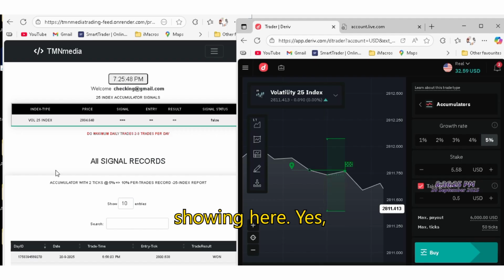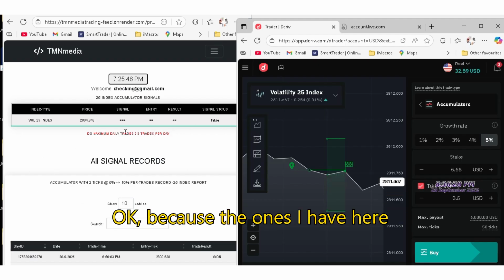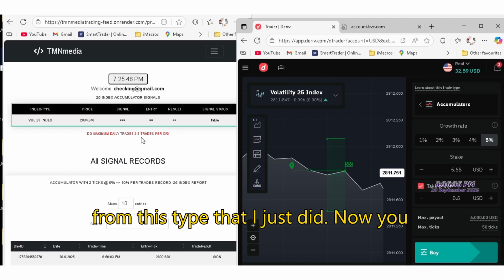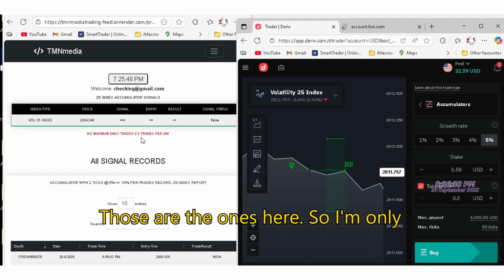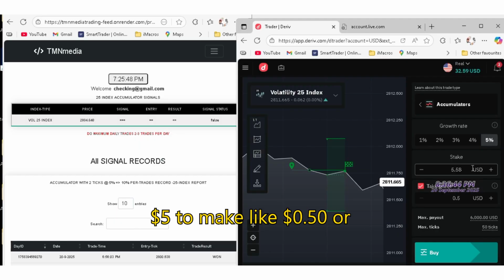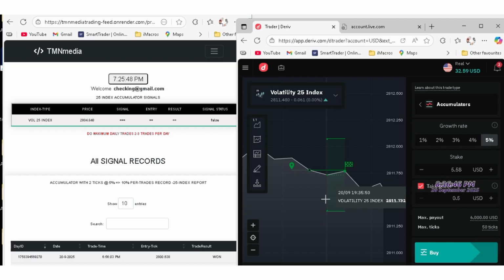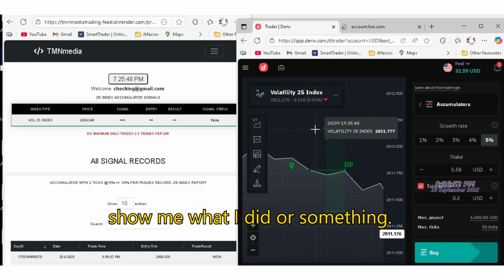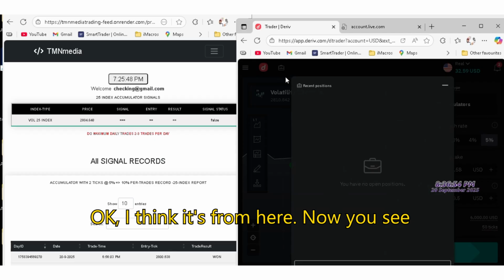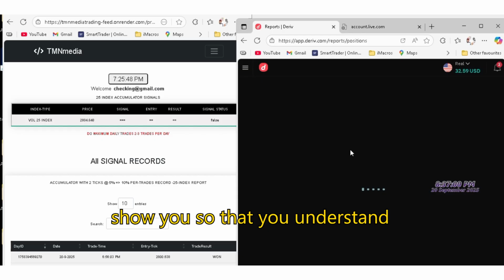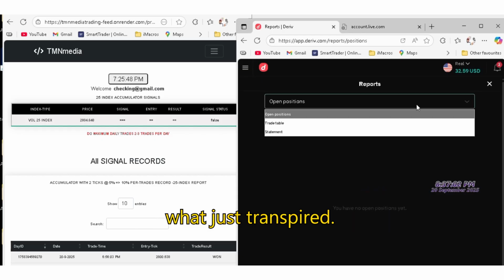Now, it is not showing here yet, because the ones I have here are selected from the type that I just did. You now select, and those are the ones here. So I'm only showing you. Now, for me to have used $5 to make about 50 cents, where is that report section that will show me what I did? Okay, I think it's from here. Now, you see, this report section should show me. Let me show you so that you understand what just transpired.